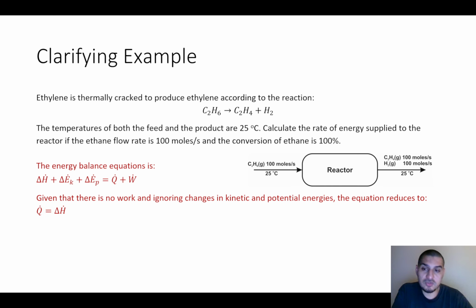Q equals delta H. So if I want to find the amount of heat to be supplied to the reactor, we need to find the difference in enthalpies. The difference in enthalpy is the enthalpy of the product stream minus the enthalpy of the feed stream. So this is what we want to do.